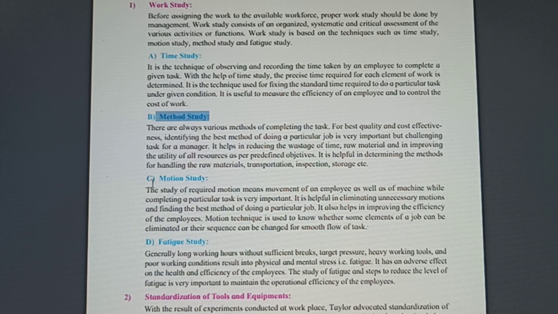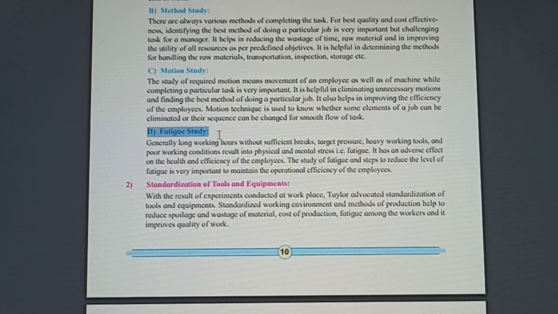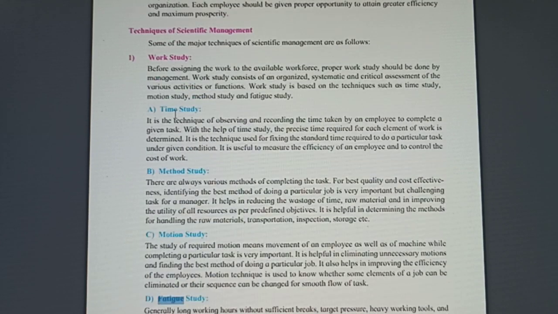C. Motion study. Motion study means observing the employee, how he works physically. The motion technique is used to know whether some elements of a job can be eliminated or their sequence can be changed for smooth flow of task. D. Fatigue study. Fatigue study is currently used in many corporate companies, because fatigue is nothing but stress. Stress levels have increased comparatively, so fatigue study is done at the corporate level. So these are the 4 points given in point number 1, work study.